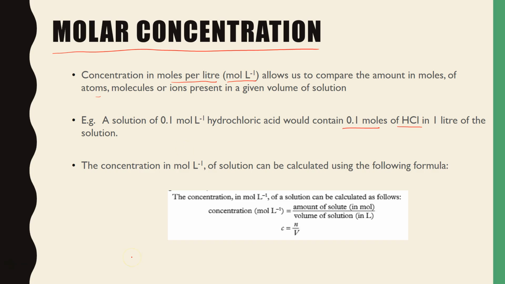So the concentration in moles per litre can be calculated by using the following formula. And we can see here, we have the amount of solute in moles, so you need to calculate the moles first, and then you divide that by the volume in litres. That can also be represented by concentration equals n over V. So it can be shown in a formula triangle as such. Moles up here, concentration in molarity, which is moles per litre, and then volume in litres.